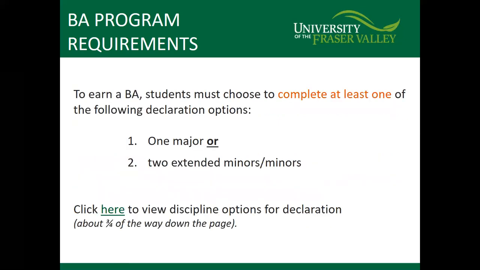To earn a Bachelor of Arts degree, students must choose to complete at least one of the following options. So you either choose one major or any combination of two extended minors or minors. You can also, again, come back to this presentation and it'll link you right to our academic calendar where you can view the different options that are available for majors and minors within the Bachelor of Arts degree.